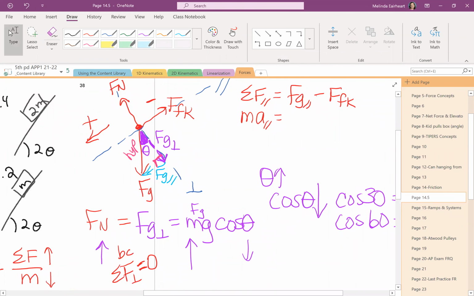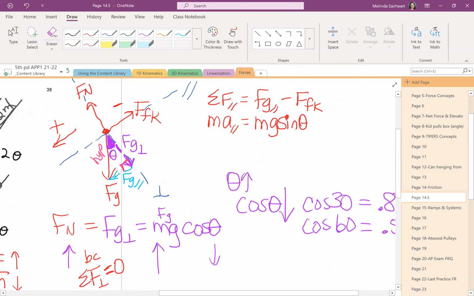Now, what can we plug in for FG parallel? Go back to your triangle. What part of the triangle is FG parallel? Sine. We're going to use the sine function because it's opposite that angle, that theta. And so similar to before with normal force and perpendicular, we're going to say mg sine theta. And that was one of those memorize it if you want type of equations.